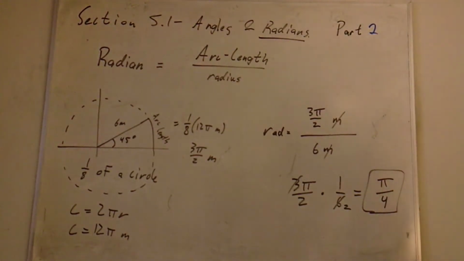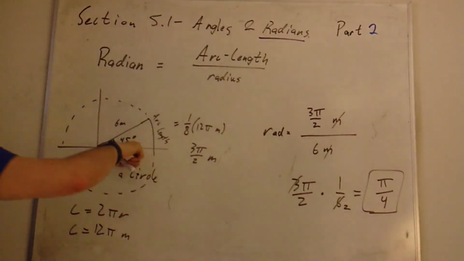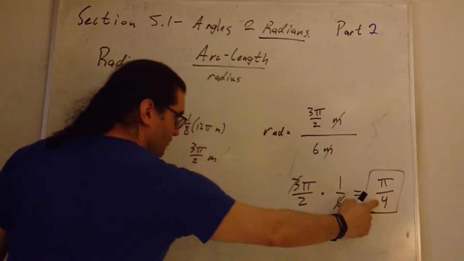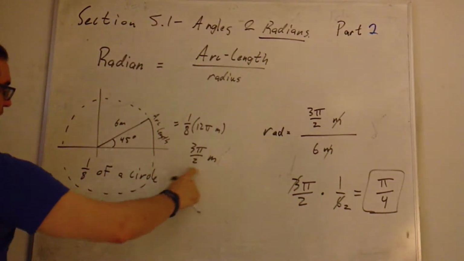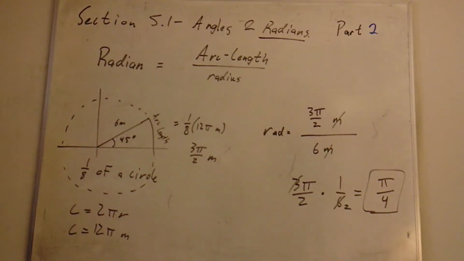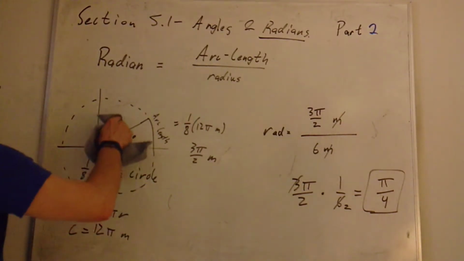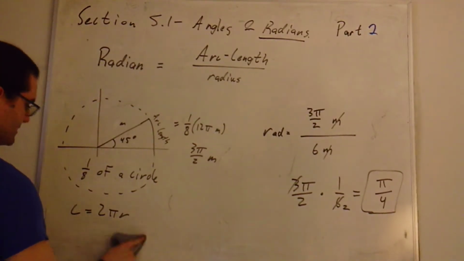So according to this, a 45-degree angle is pi over 4 radians because it has a 3/2 pi meter arc length and a 6 meter radius. Let's run through essentially this exact same example one more time with a different radius to make sure that we're still getting the same radians.